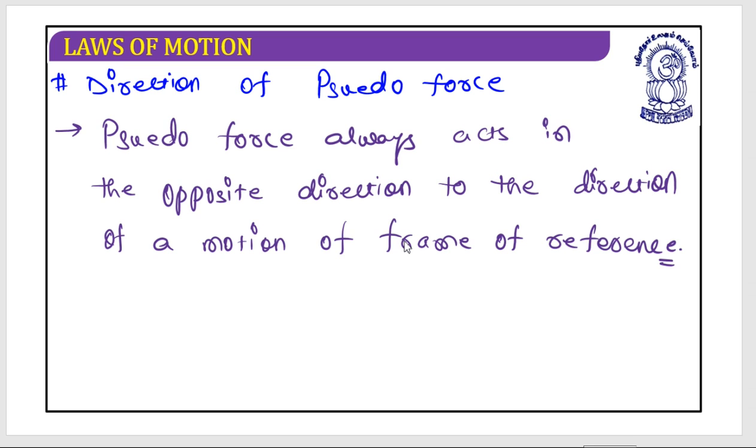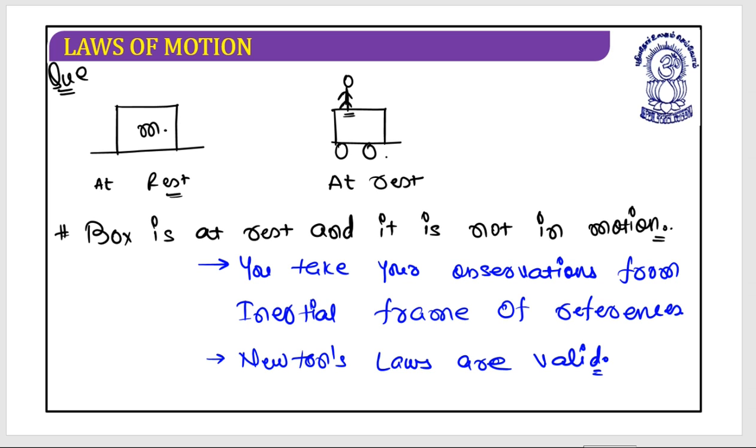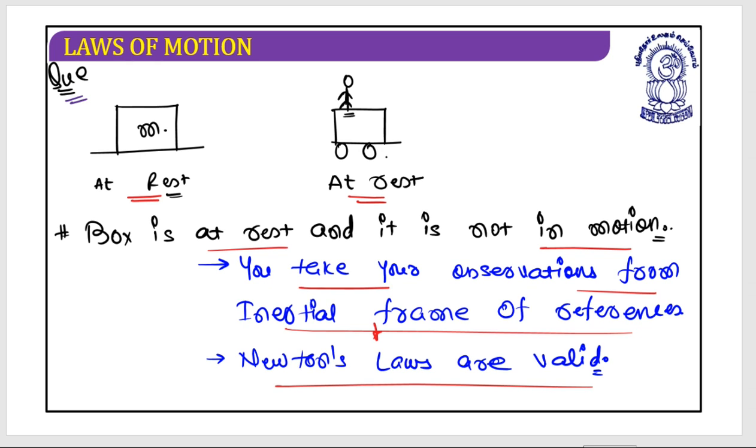So understand this fully, and one more time, but very quickly. This was the first situation, in which the box was at rest. You were at rest. So what are you observing? You are observing that the box is at rest and not in motion. Is it a correct observation? Yes. Why? Because you have taken your observations from the inertial frame of reference, and in the inertial frame of reference Newton's laws are valid, so there is no confusion and everything is clear.